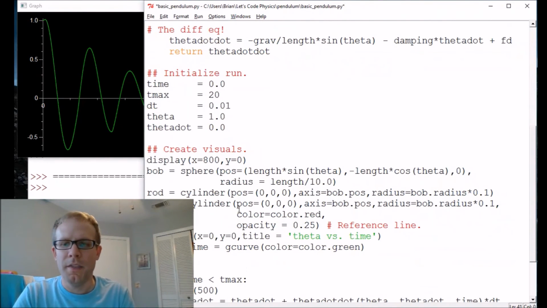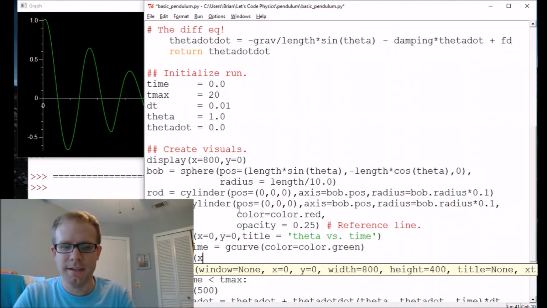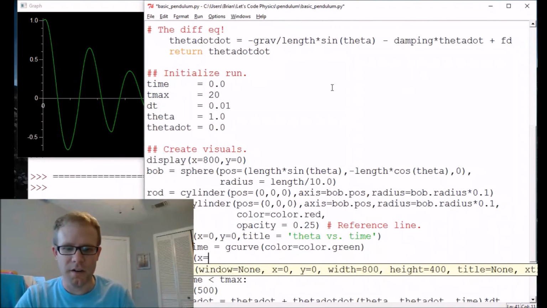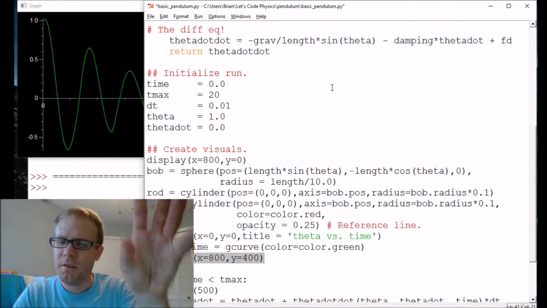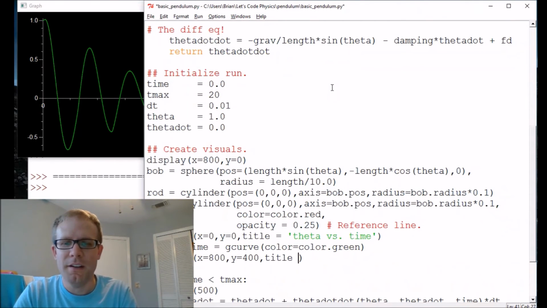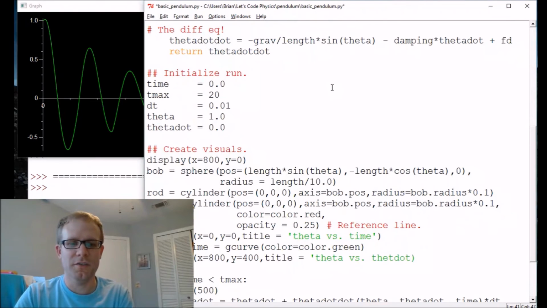Cool. And then we'll do another G display. I want it to be right under the display that's over here. So let's make that an x of 800 and a y of, I think, 400. We'll get it right below it. If not, I'll just adjust it. And we'll have the title be theta versus theta dot. That's usually the interesting thing.